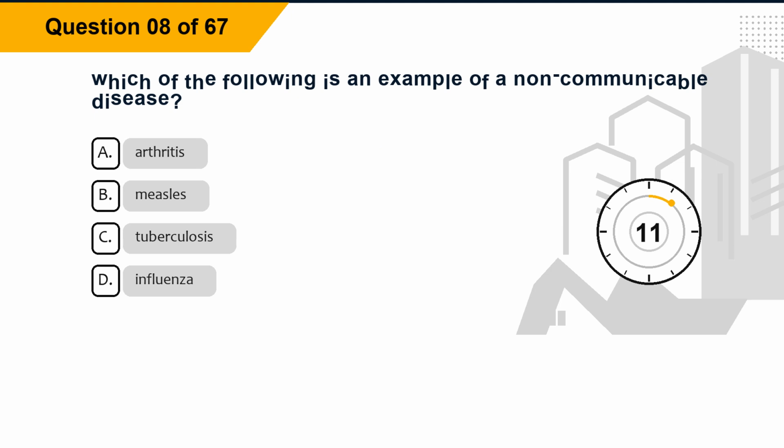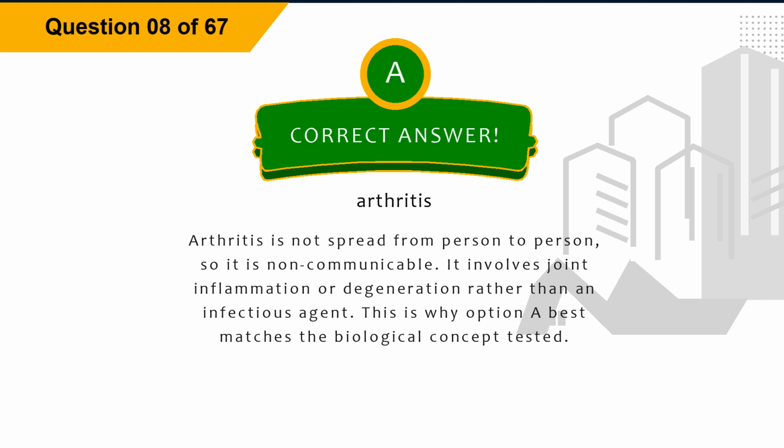Question 8. Which of the following is an example of a non-communicable disease? Option A, arthritis. Option B, measles. Option C, tuberculosis. Option D, influenza. The correct answer is option A, arthritis. Explanation. Arthritis is not spread from person to person, so it is non-communicable. It involves joint inflammation or degeneration rather than an infectious agent. This is why option A best matches the biological concept tested.